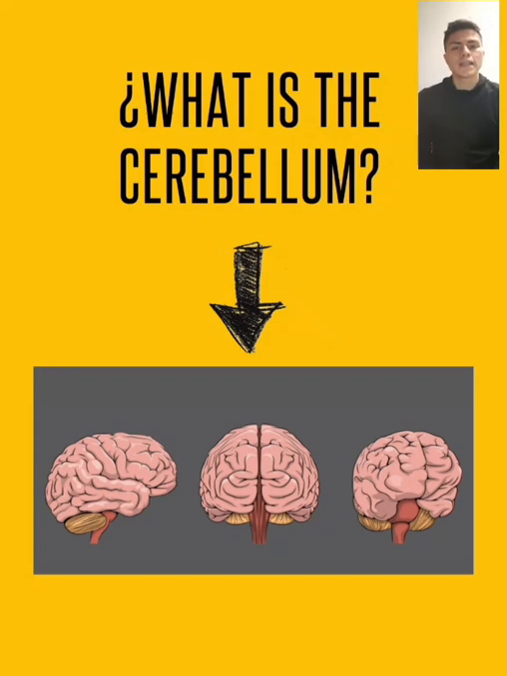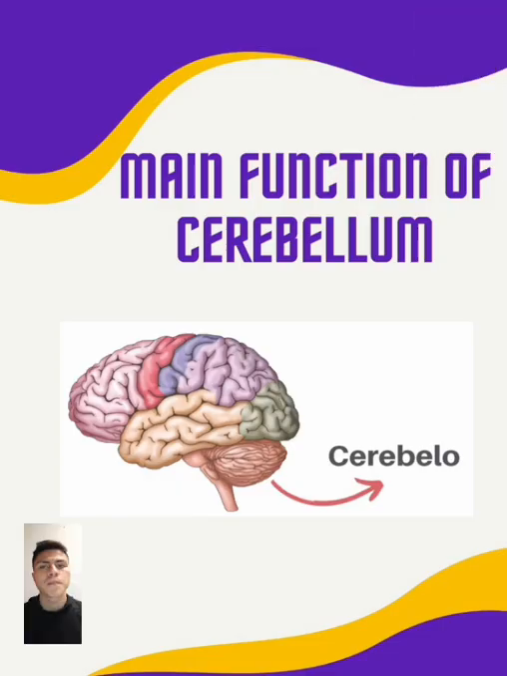What is the cerebellum? The cerebellum is a structure of the central nervous system. It is the largest part of the brain. It is located in the back and lower parts of the skull.